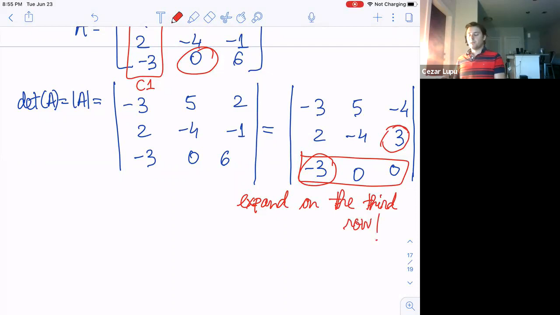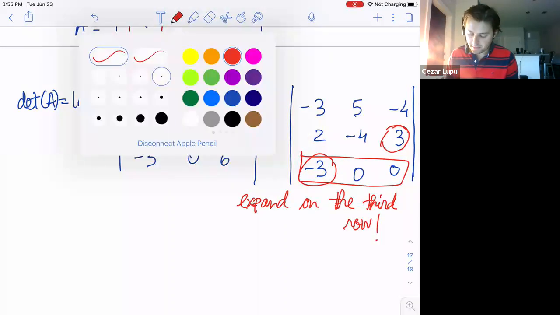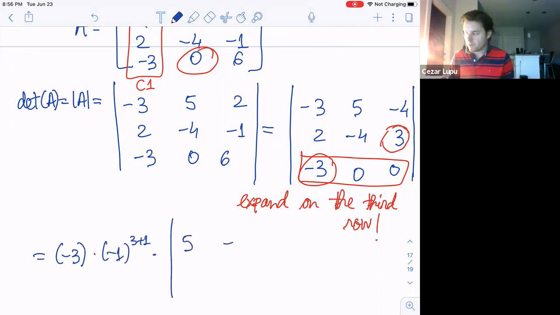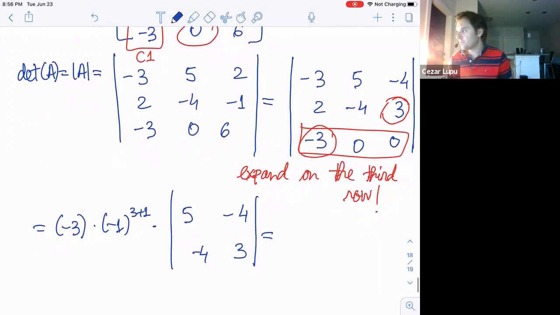Okay. And now I will leave it to you. In fact, this will be easy. Let me just write it quickly. So this will be -3 times (-1)^(3+1) times the minor, which will be the 2 by 2 determinant with entries 5, -4, -4, and 3. And this is easy to compute, so it will give you 3. Okay, and that's it. All right, so this was an easy example, but I can cook up other examples.